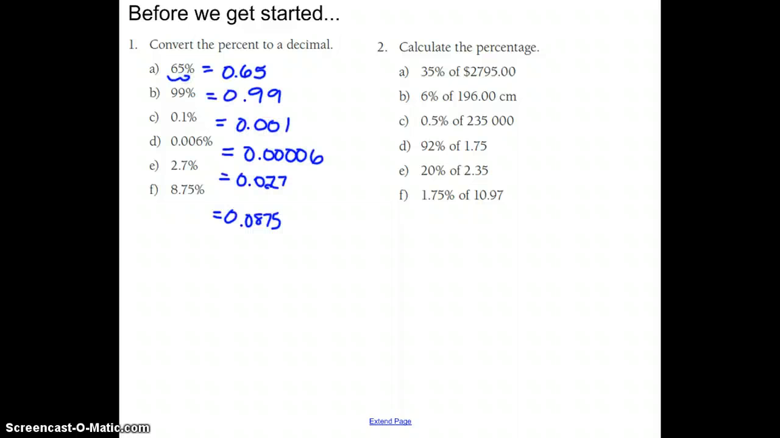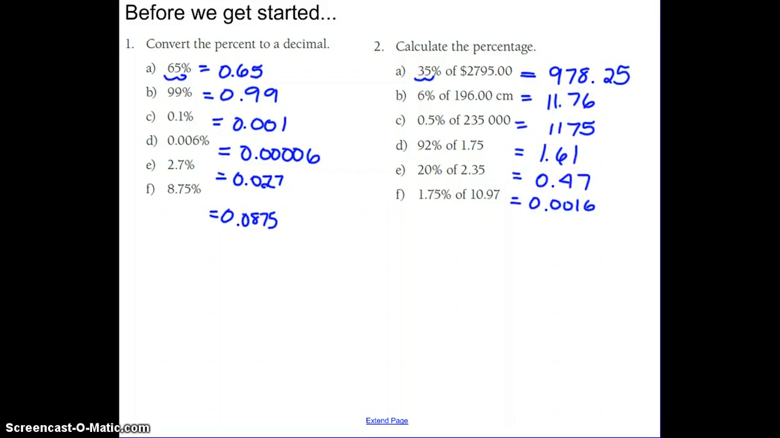Next, we need to be able to take the percentage of a number. So 35% of 2,795, we're going to change 35% into a decimal, so 0.35, and then multiply the two together to get our answer. Go ahead, give me an answer. So 0.35 times 2,795 is 978.25. Perfect. So try the rest like that. You can check your answers with what we have on the board.